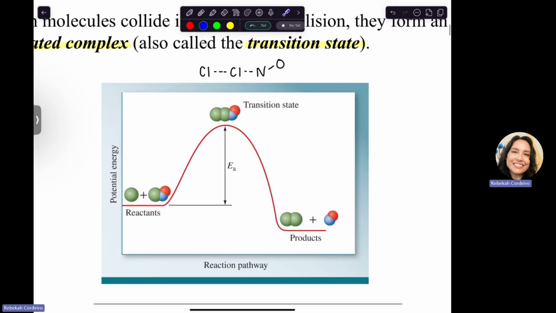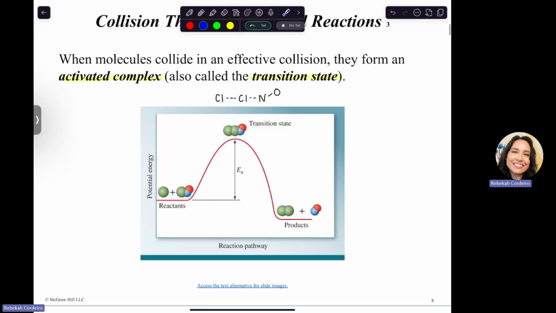The transition state is really unstable. If we look at the potential energy, see how it's really high potential energy? Higher potential energy means less stable.